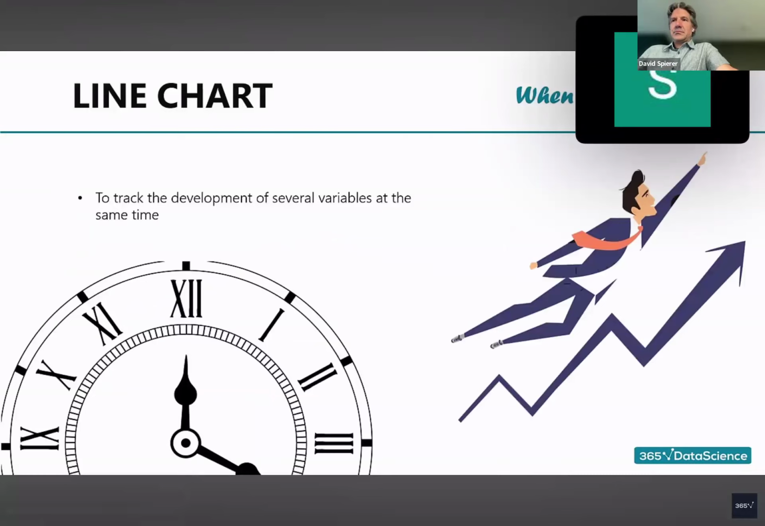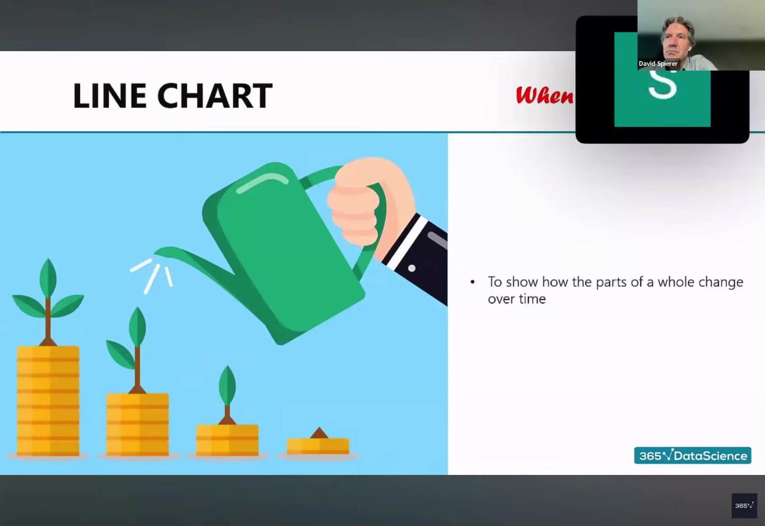Remember the awkward fiction book sales chart we saw earlier? Well, a simple line chart would have been way better in that case. A line chart allows us to track the development of several variables at the same time. It is very easy to understand, and the reader doesn't feel overwhelmed. When to avoid line charts.